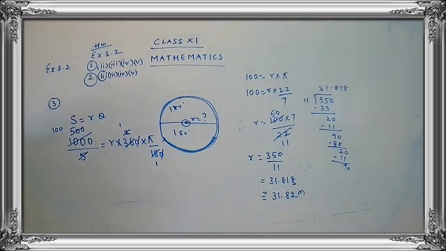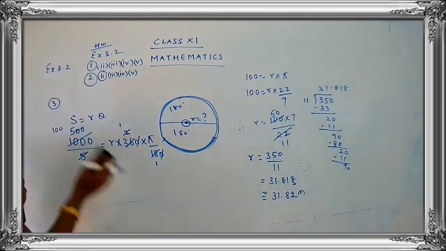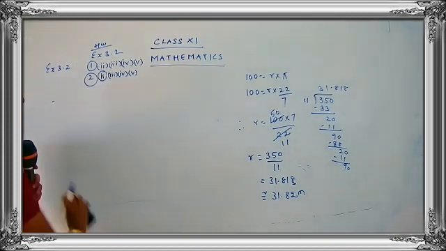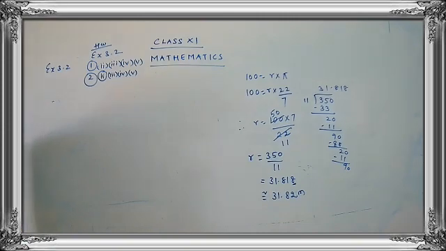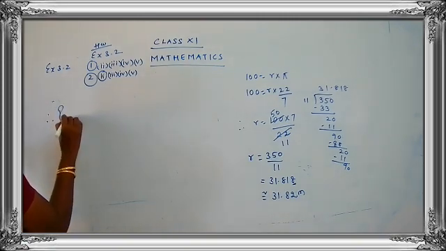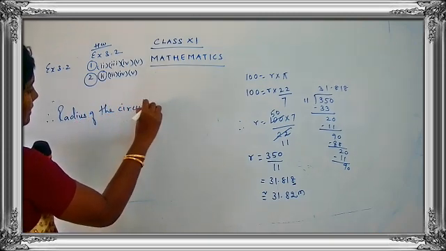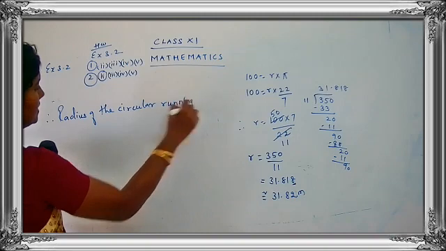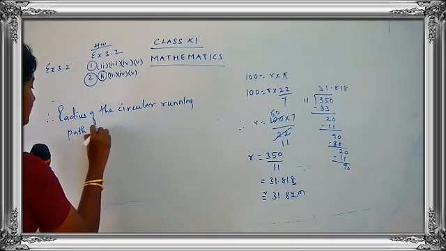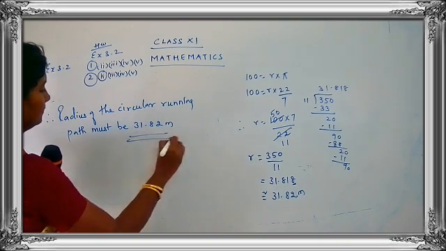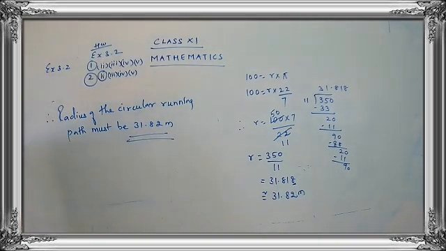What was the final statement? What must be the radius of the circular running path? Write on. Therefore, radius of the circular running path must be 31.82 meter. This is the required answer. I hope you people are clear with the sums.